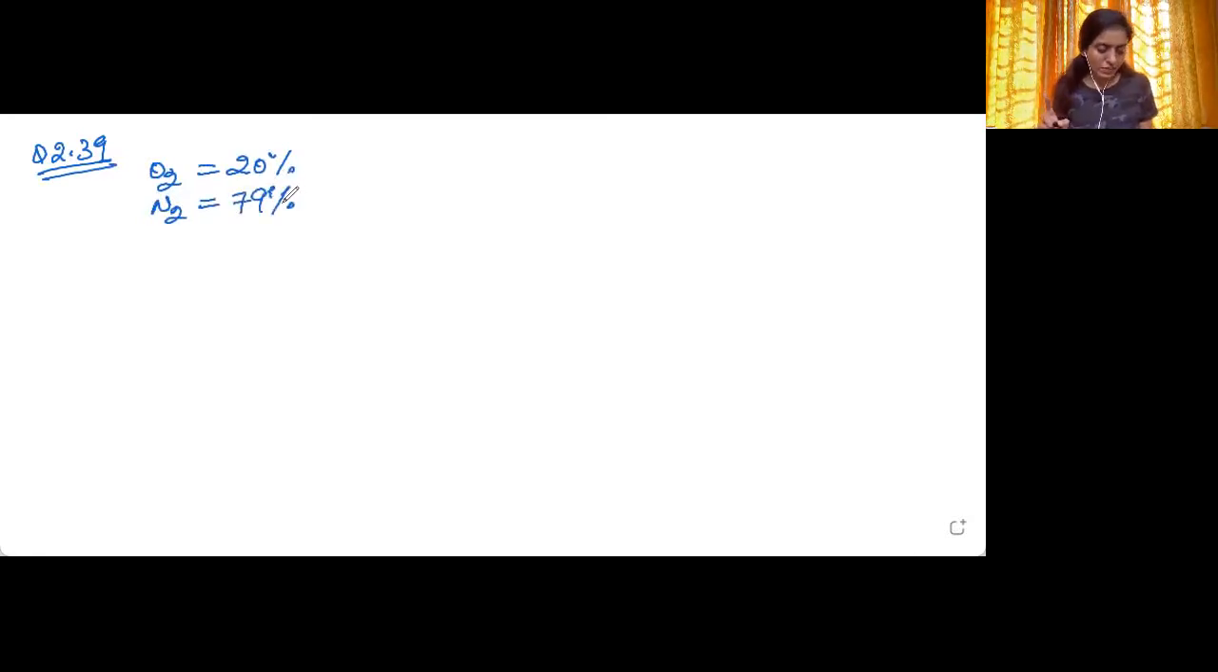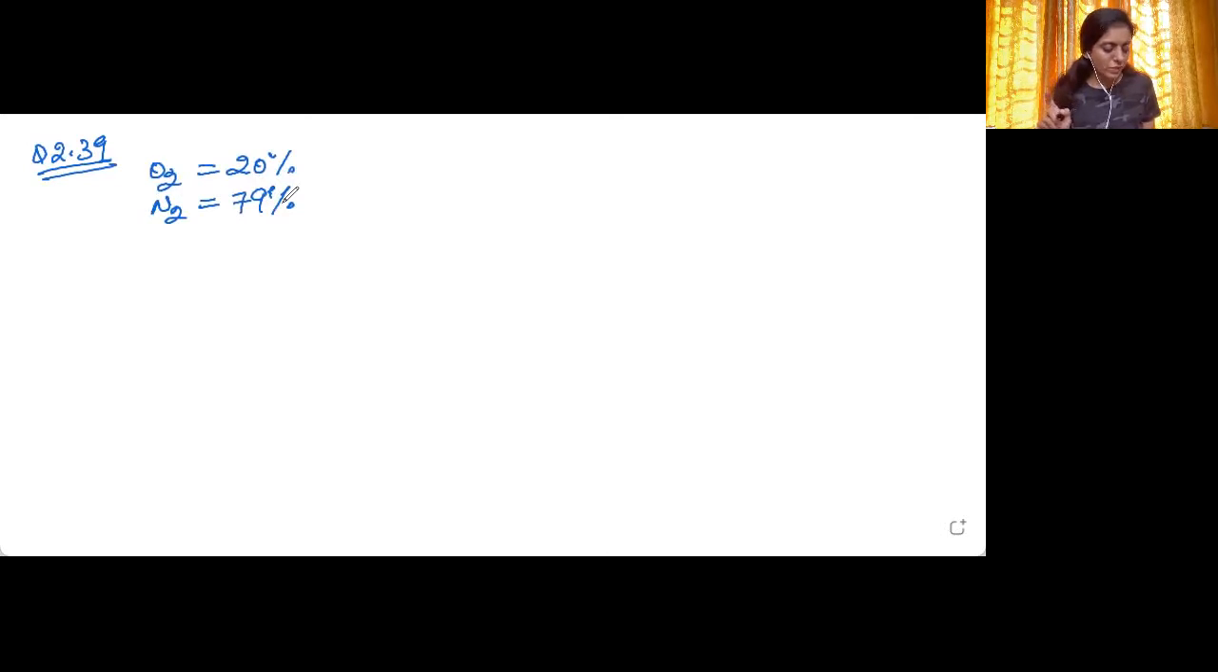All right, so let's now move into the next question. Question number 2.39. Air is a mixture of a number of gases. The major components are oxygen and nitrogen with approximate proportion of 20% to 79% by volume. So the percentage of oxygen is 20%. Percentage of nitrogen has been given to be equal to 79% by volume at 298 Kelvin.